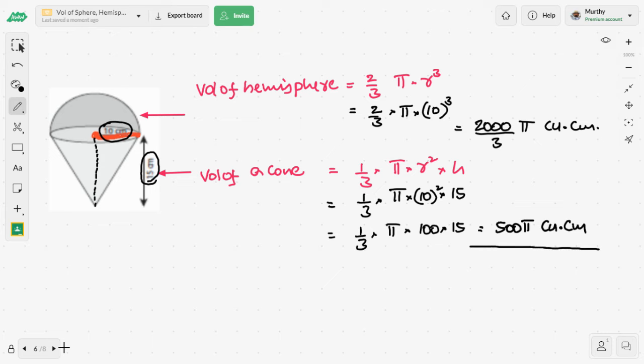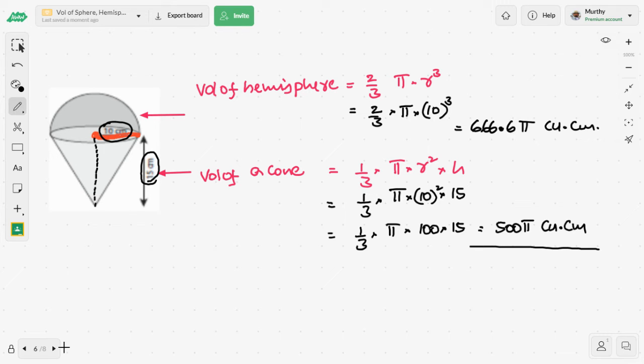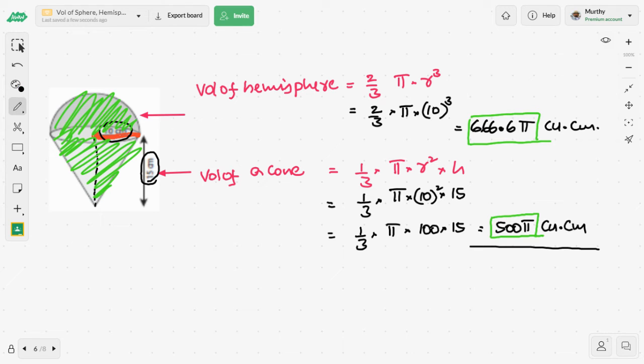If you want to express this as a whole number instead of 2000/3, as we computed before, this may be taken as 666.6 pi cubic centimeters, and this value is to be added to the 500 pi because this means volume of a hemisphere plus volume of the cone. So when you combine, you'll get the total volume of the given solid, right? Let me sum up these two. 666.66 plus 500 gives me 1166.6 pi cubic centimeters.